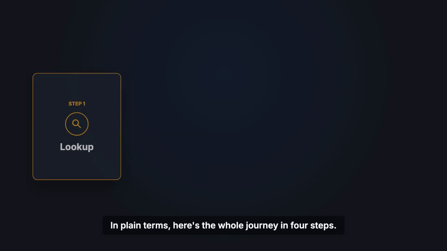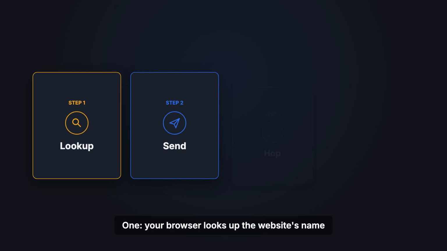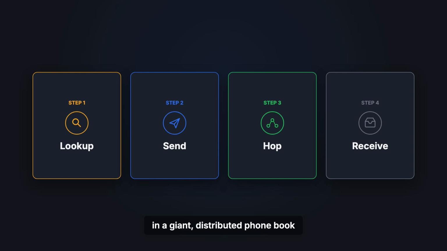In plain terms, here's the whole journey in 4 steps. 1. Your browser looks up the website's name in a giant distributed phone book to get its real address, a string of numbers called an IP address. 2. Your computer wraps up your request, "Please send me this web page," into a small package and sends it toward that address.